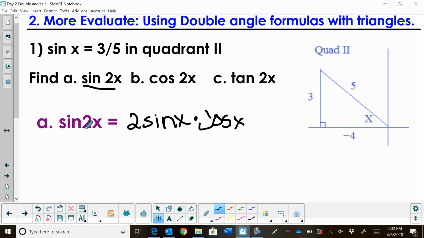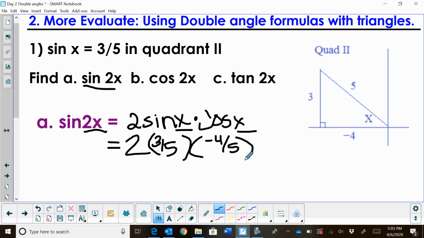So what I'm doing is I'm taking a double angle down to a single angle, and this is a single angle because that's what my triangle is drawn with, the single angles. So to evaluate the sine of 2x, I'm going to take 2 times the sine of x. Well, that was given to us as 3/5. And then cosine of x in quadrant 2, that's negative 4/5.